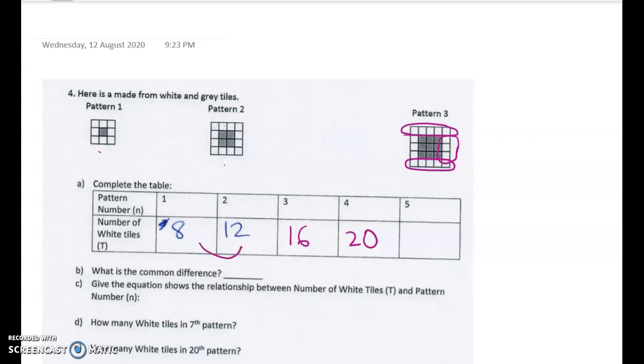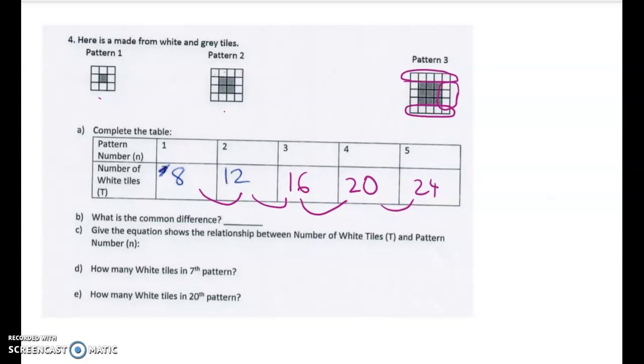And then we're going up in 4s. So my rule is going to be something with 4n. It's going to be w is equal to 4n. What are 4 ones? 4 ones are 4, but I need 8. So I need to add 4. Now we can test that out. 4 2s are 8, but we need to add 4.